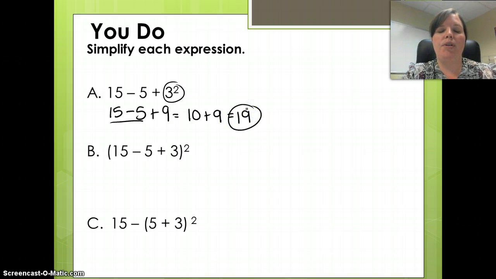For the second one, we've got all our numbers grouped together, so we want to go ahead and simplify everything inside of the parentheses. So we're going to move left to right. So 15 minus 5 is 10.